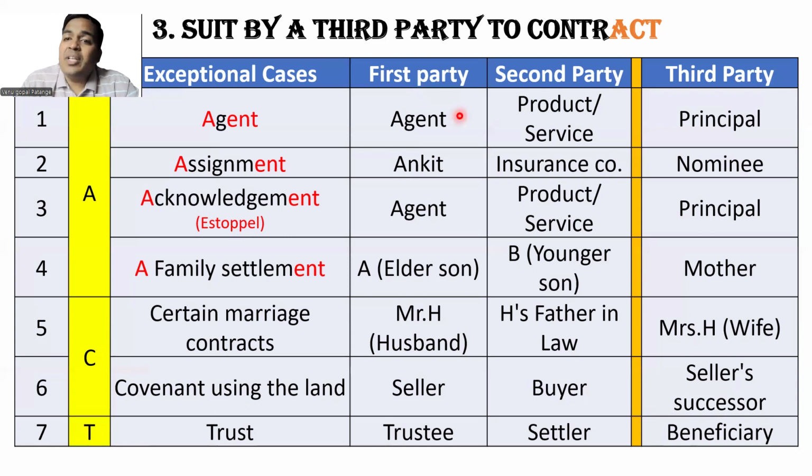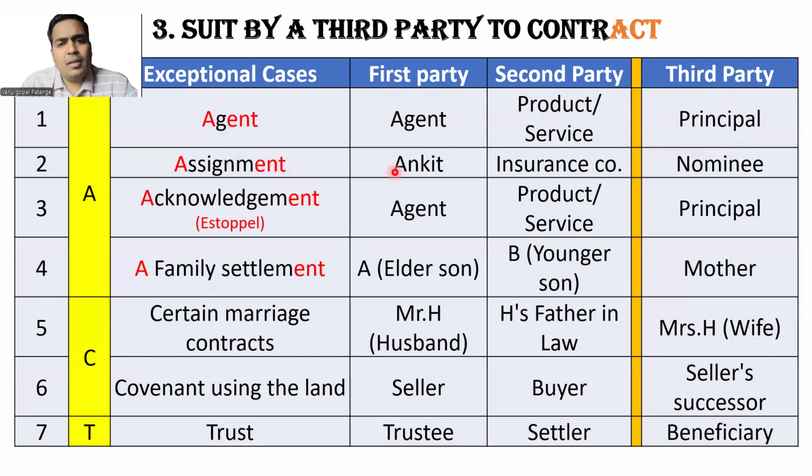So now, the principal is a stranger to the contract. This contract is entered between the agent and the supplier, the agent and the service provider. So the principal is not involved in this contract. However, the principal can go to court of law for justice. Thereafter, we'll move to the next case, which is assignment.